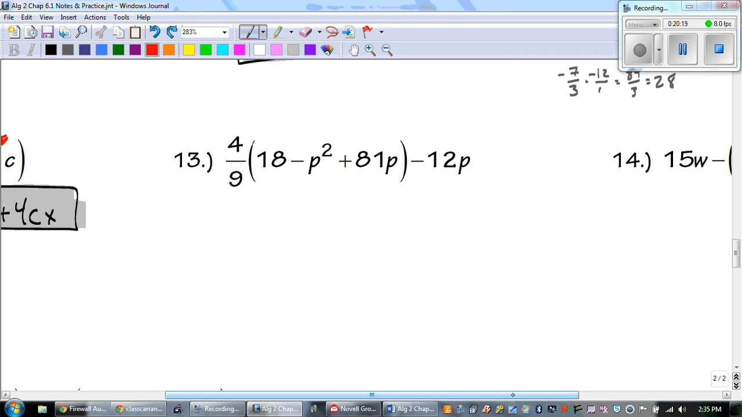Yep, number 13. Yes, I'm going to make you do this one on your own just so you can practice. Okay? Now, as you are distributing here, this one's got 2 steps. We have to distribute and then combine like terms. Okay? So pause the video, do your best. Okay? You can do this. Good luck.